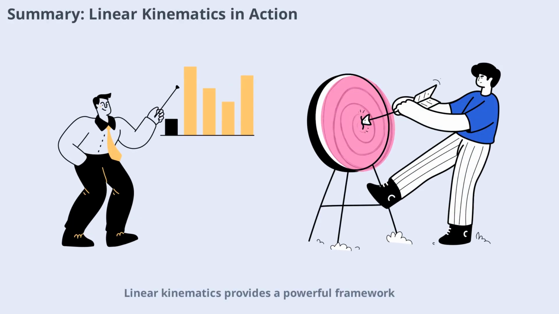Linear kinematics provides a powerful framework for understanding and analyzing human movement. By mastering the relationships among displacement, velocity, and acceleration, and by considering key factors like projection speed and angle, we can unlock new levels of performance and safety in sports and daily life.